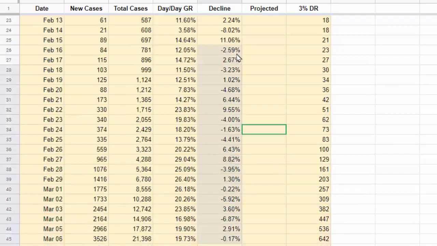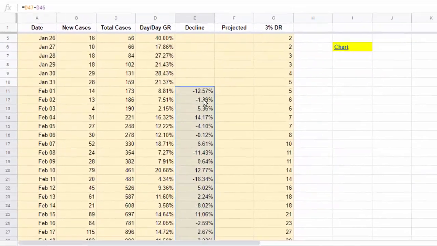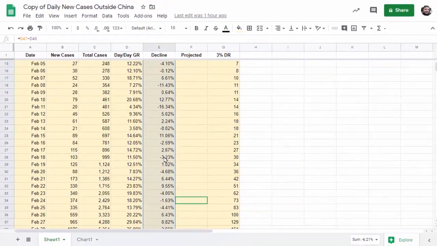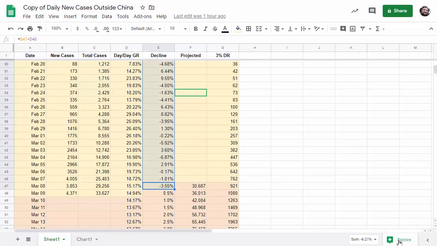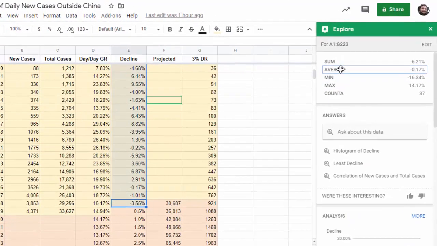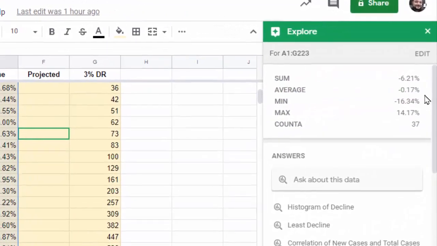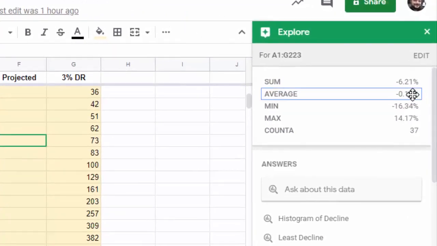Like I can look over here and just select all this information about the percentage increase or decrease in the growth rate. And if I do that, I can hit Explore, and I can see that the average of that, I only have to do a formula, the average of that is negative 0.17%. So it's dropping by about 0.2% every day.